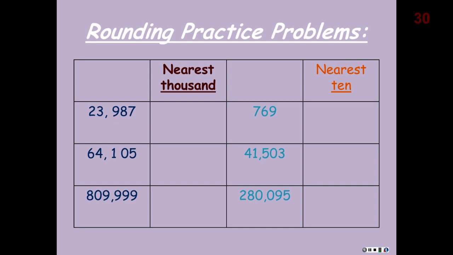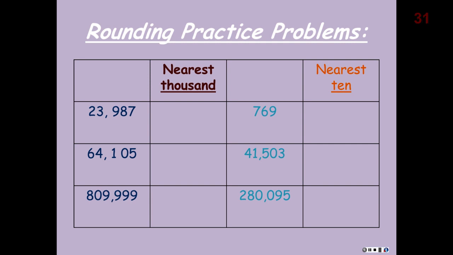Okay. All right, let's look at the 1,000 column. Any debates on the answers? We've got 24,000 for the first one on top. Then we got 64,000. Then we got 810,000. Any debates? Okay. On the second column, we're going to round to the tens. We have 770. Is that right? Okay, what about the second one? Yep. And what about the next one there?